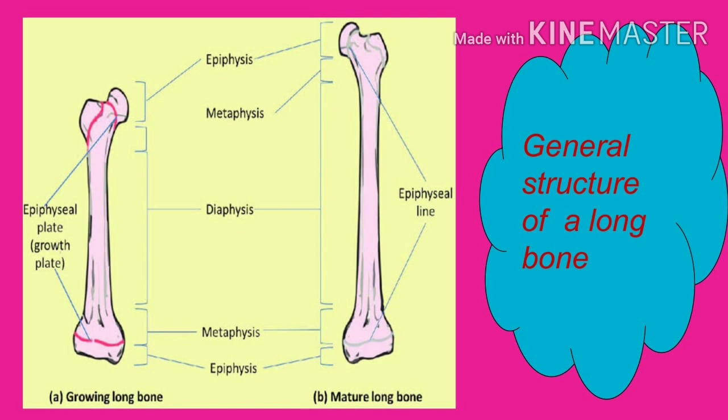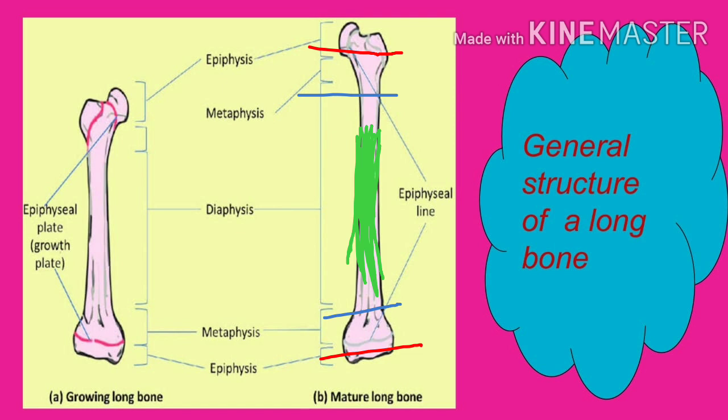General structure of a long bone. Look at the picture here. We have a growing long bone and a mature long bone. Look at the picture of a long bone. It has epiphysis, metaphysis, diaphysis. At the upper end we have epiphysis and at the lower end we have epiphysis. Just adjacent to the epiphysis we have metaphysis, and this shaft of the long bone is known as diaphysis. So epiphysis at both ends, metaphysis just below the epiphysis, and the shaft is known as diaphysis.